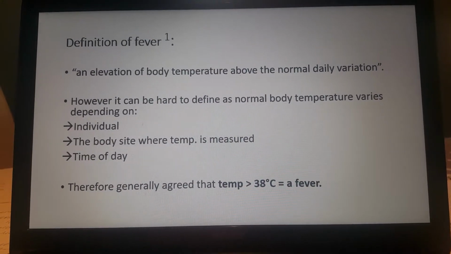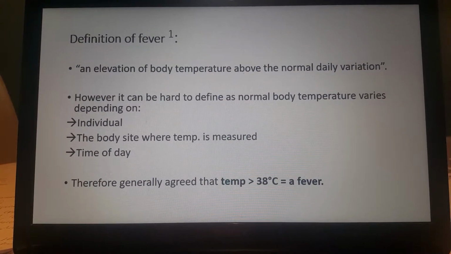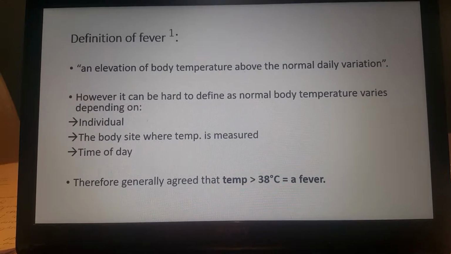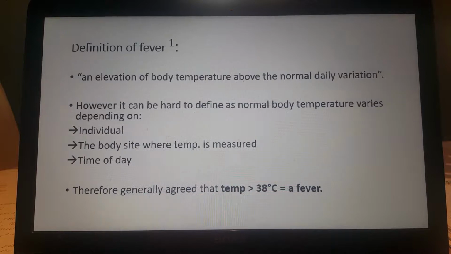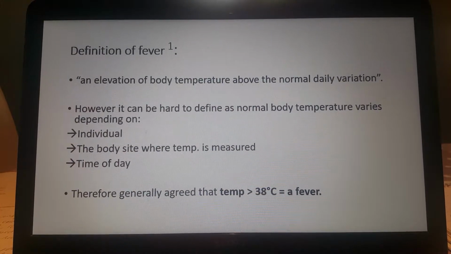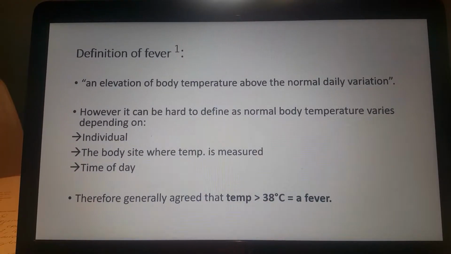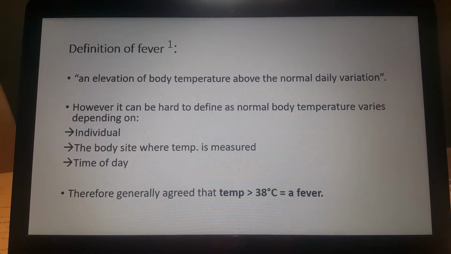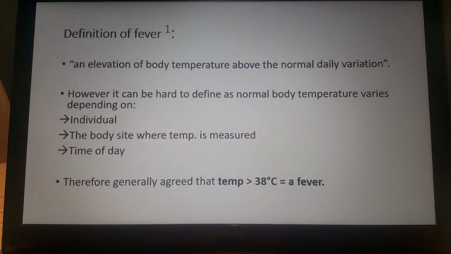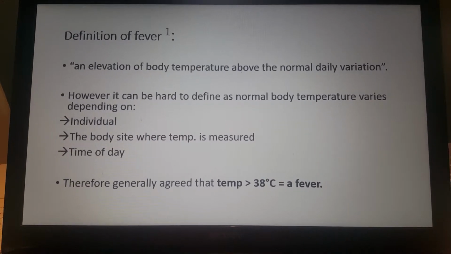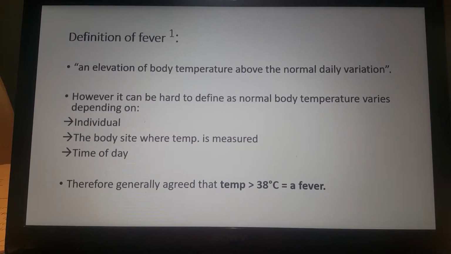The definition of fever, according to the NICE guideline, is actually a physiological definition, so it's an elevation of body temperature above the normal daily variation. However, they appreciate it can be hard to define, as normal body temperature varies depending on the individual, the body site where the temperature is measured, and the time of day. Therefore, they also agreed that a temperature of greater than 38 degrees represents a fever.